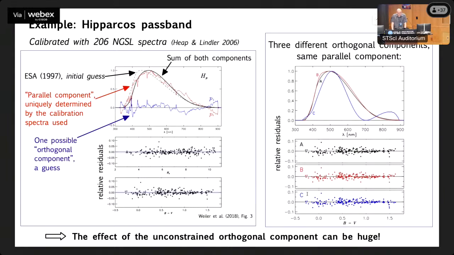To give an example, I show here an example for the Hipparcos passband calibrated with 206 NGSL spectra. I'm not saying that this is the best way to do it, but it will do for the sake of the argument here. And in this figure here on this side, you see this red curve, which is the parallel component of the passband, the component that is uniquely determined by the calibration spectra used. And in this case, I produced one possible orthogonal component. This is this blue curve here. And if you add the two, you get a nice smooth passband, which should be, from a physical point of view, realistic.